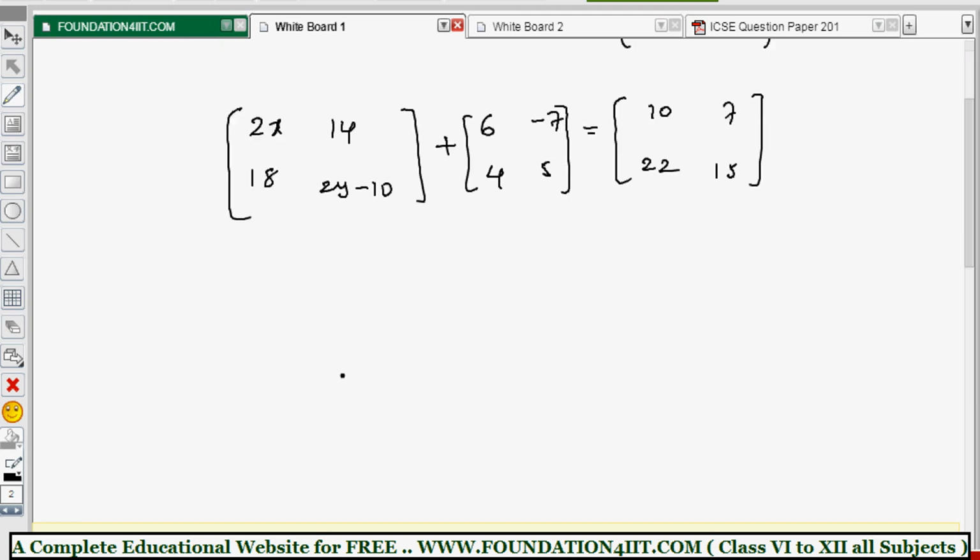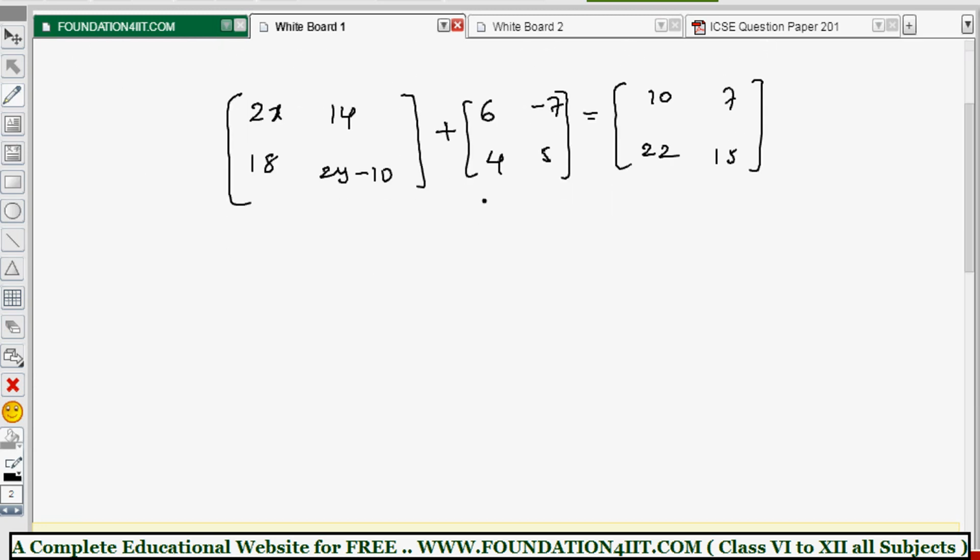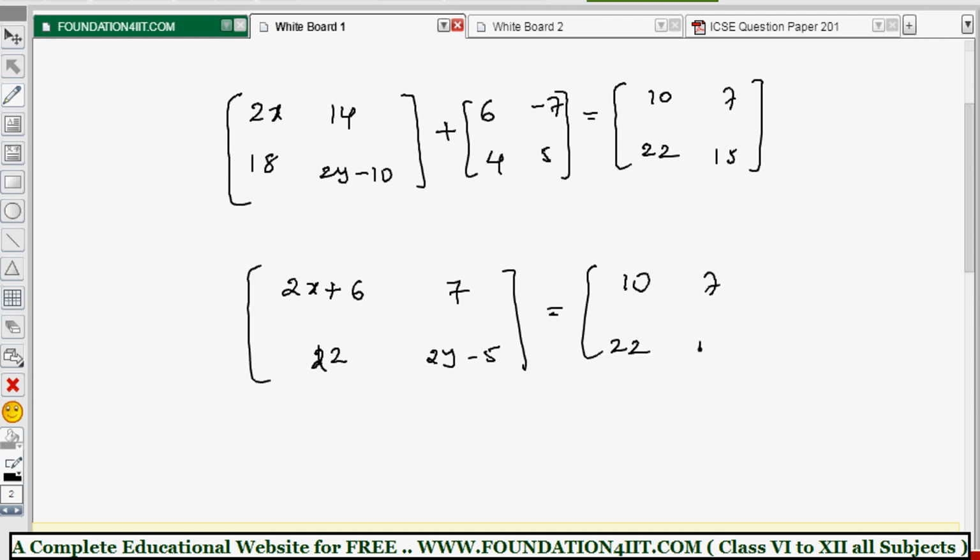So we can simplify this. 2x plus 6. Corresponding elements you can add. And 14 minus 7, that is 7. And 18 plus 4 is 22. 2y minus 10 plus 5, okay, that is 2y minus 5. So now this value is equal to 10, 7, 22 and 15.